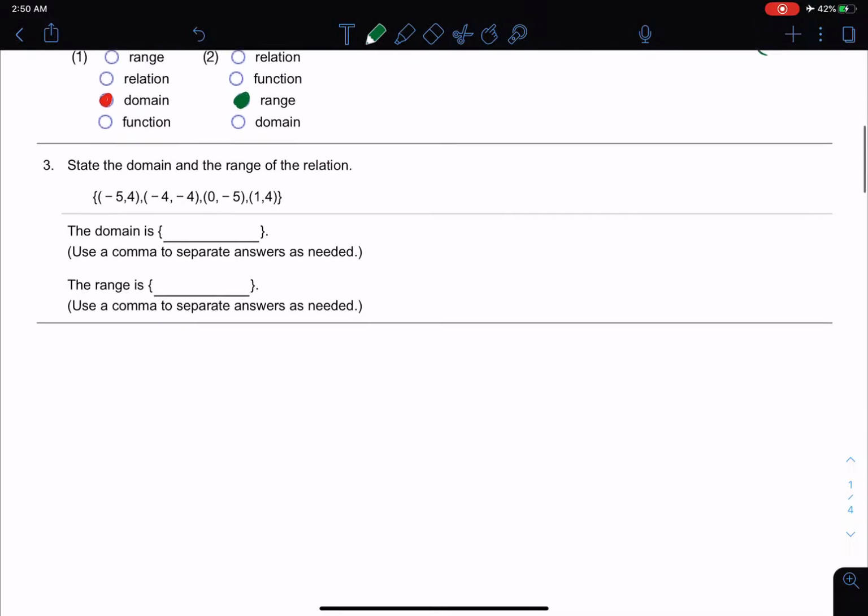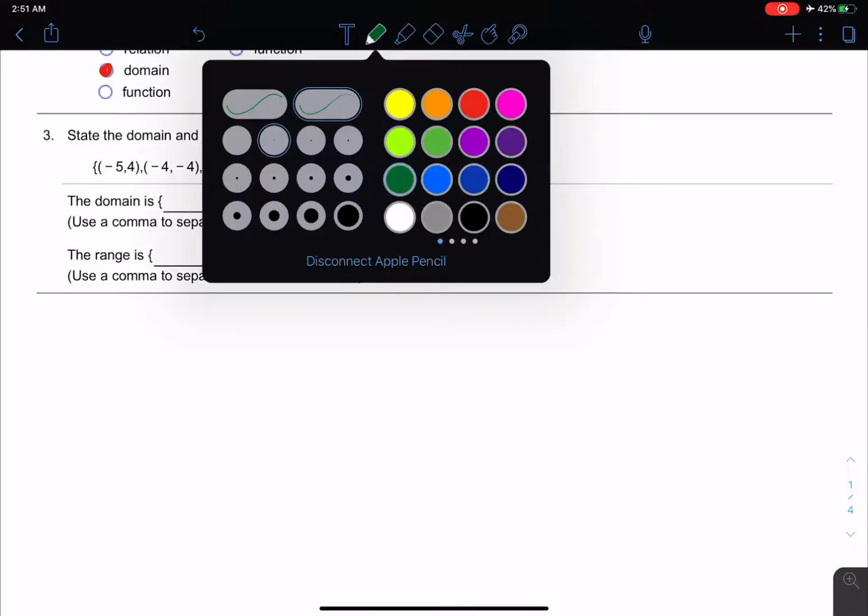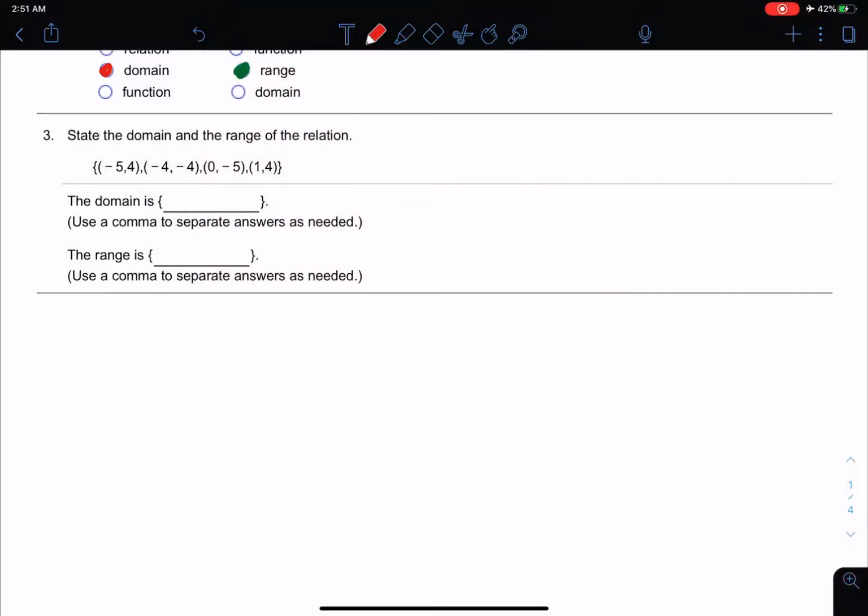Next problem, state the domain and range of the relation. Once again, a relation is when you have a correlation between the input x and the y output. And ordered pairs show a correlation, and an equation actually shows a correlation. So an equation is a relation as well. Let's go through and figure out the domain, which is the set of all x values. Looks like I got a -5, a -4, a 0, and a 1.